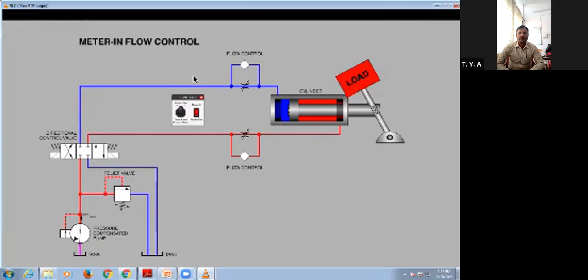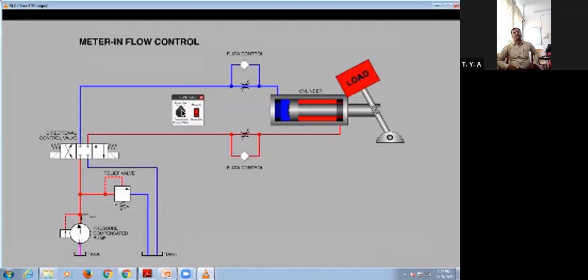And the word meter in or the word meter out is not a reference to which direction the cylinder is traveling, but rather a reference to whether or not we are controlling the rate of flow as fluid enters the cylinder or as fluid is leaving the cylinder. So in this case, we are set up to meter the fluid as it enters the blind end of the cylinder. Fluid will not be able to pass through the check valve.